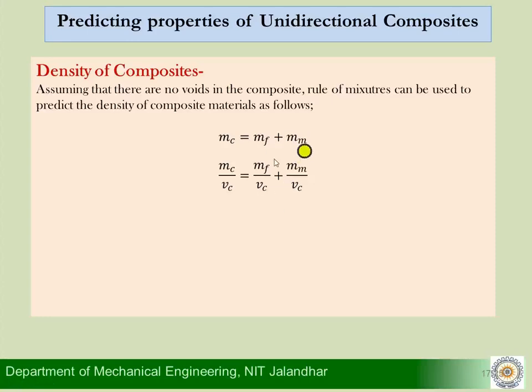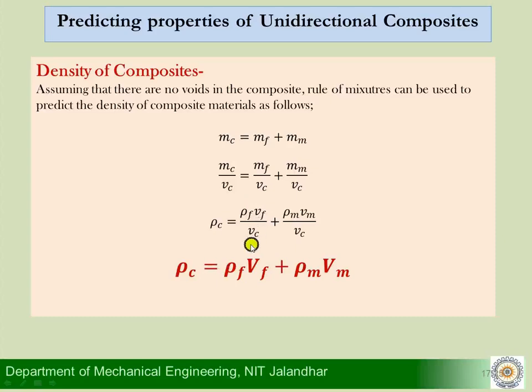When I divide this whole expression by the volume of the composite, I get the expression modified like this, and then I can simply write mc upon Vc as rho c, that is, mass per unit volume of the composite is the density of the composite. The mass of the fiber is written as rho f into Vf, based on the expression for density. So I write rho c is equal to rho f Vf upon Vc plus similarly rho m Vm upon Vc, which we then write as rho c, the density of the composite, equals rho f, and then Vf upon Vc.